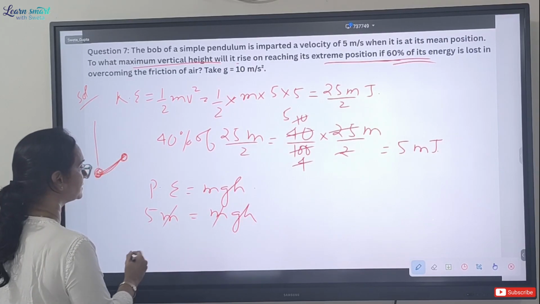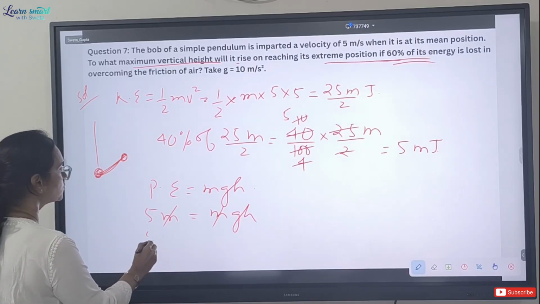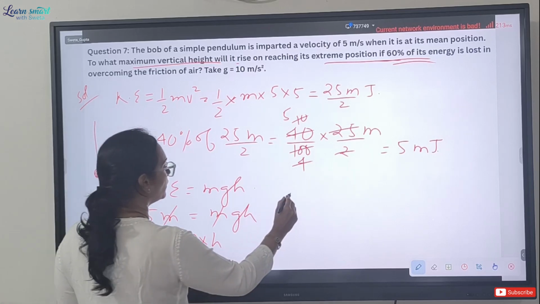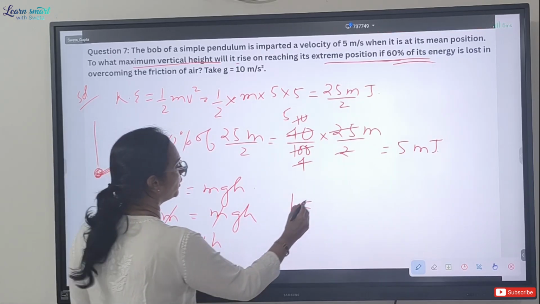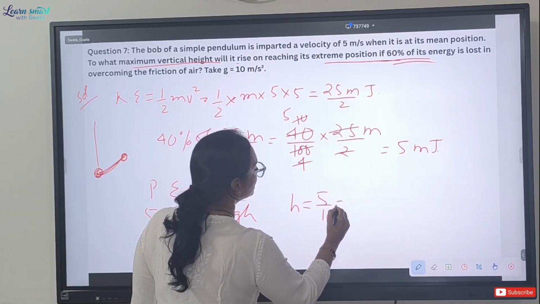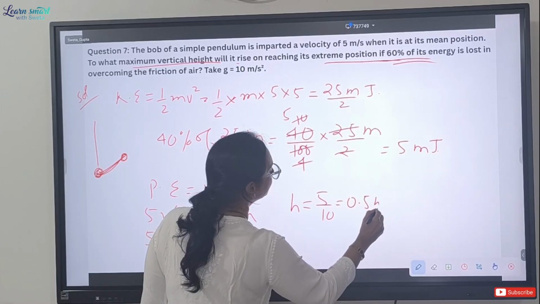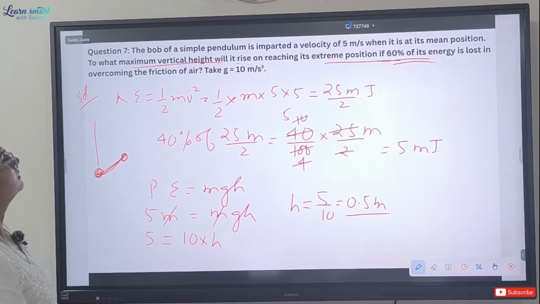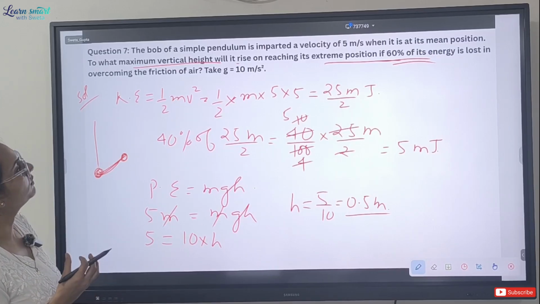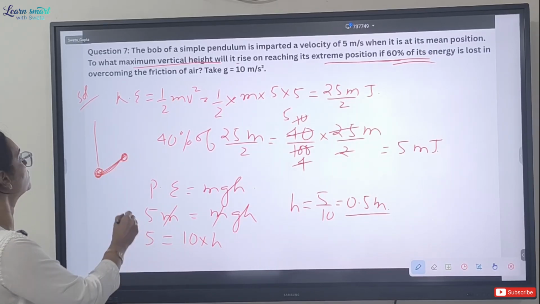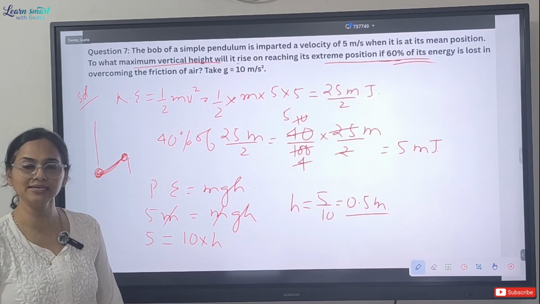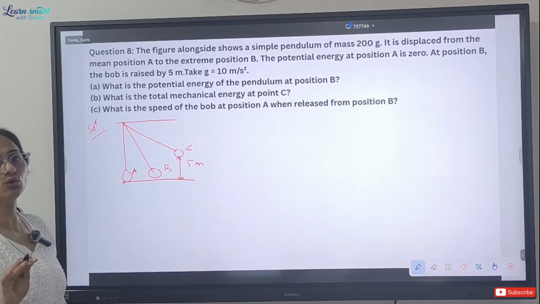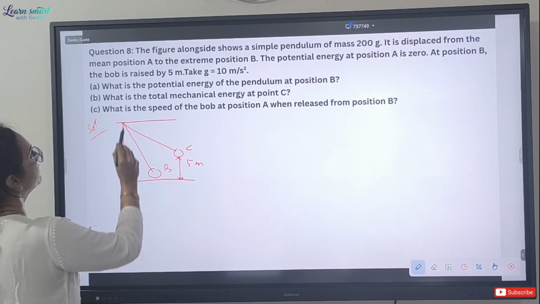m and m we will cancel. g we will take as 10. So 5 is equal to 10 into h. So h is equal to how much? 5 upon 10, which will come as 0.5 meter. So this will be the height that the bob of the pendulum will reach at the extreme position. So this height will be 0.5 meter, right? Let's see the next question.